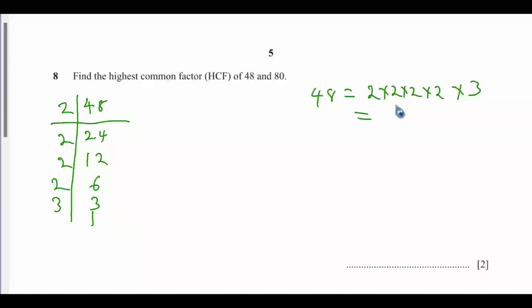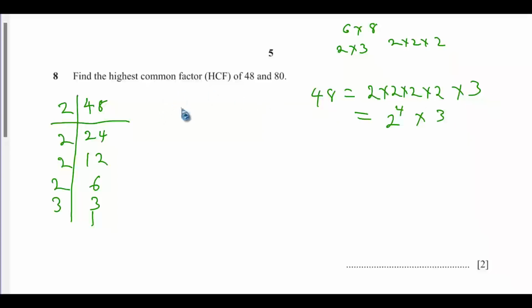So of course you can write it in index form. This will be 2 to the power of 4, multiplied by 3. Okay. So this is one way of getting this in index form. Another way is to just write a product of 48, which could be, let's say, 6 times 8 is 48. Then you can now break this down. 6 will be 2 by 3, and 8 will be 2 by 2 by 2. So you can still do it like this, and you still arrive at this.